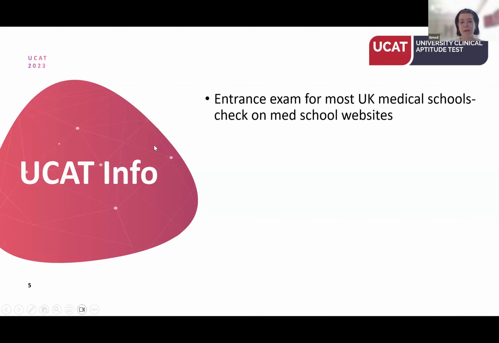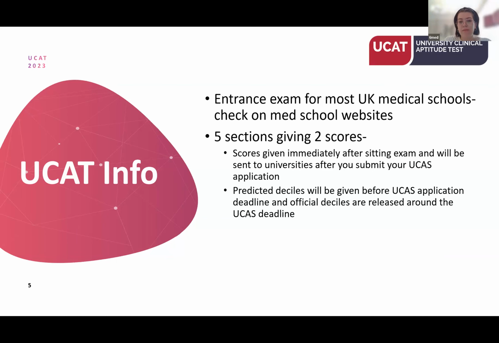So the UCAT is split into five sections. And in total, you get two scores. One is a number, which is either a mean or a combined score of the first four sections.